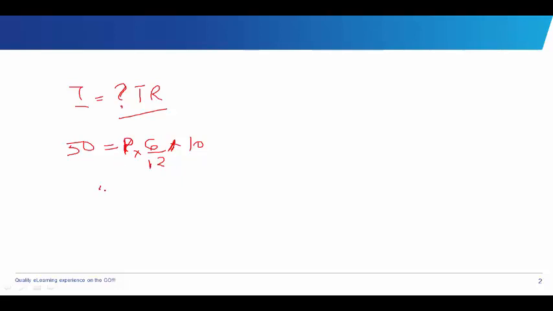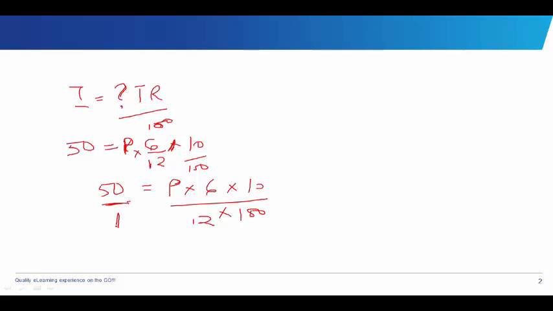So what we'll do now, let's write it very well. 50 equals P times 6 times 10 all over 12. Don't forget the 100 that is always here, PTR over 100. So this is times 100. I told you the 50 is the same thing as writing it over 1. So we'll cross multiply this one, this will multiply this, and this will multiply this. That's what we mean by cross multiplying.